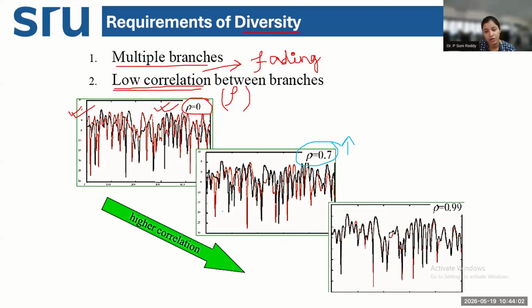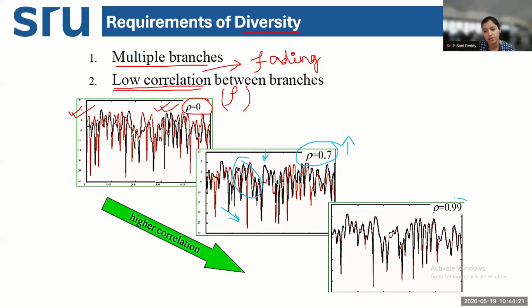That means they are no longer independent of each other. They have similar variation in some areas and they are dissimilar in some areas. So you see here in this area, the variation between the two signals is almost the same, but in this part, the variation between the two signals is almost different.